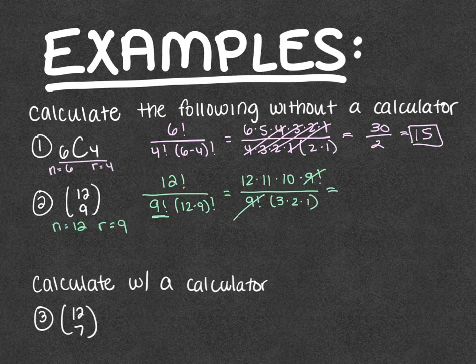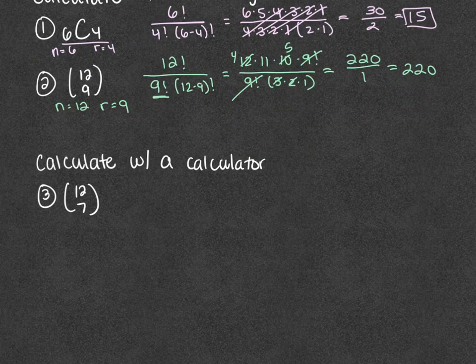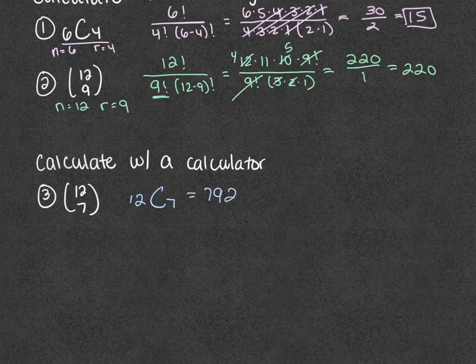So if I work this out, I'm going to simplify a little bit. This would give me 4. This would make that 5. So I end up with 220 over 1, or just 220. Calculating with a calculator is pretty easy. If you're not sure, go ahead and look back at those steps from the previous part of the video. We're putting this in as 12C7, and that comes out to 792.